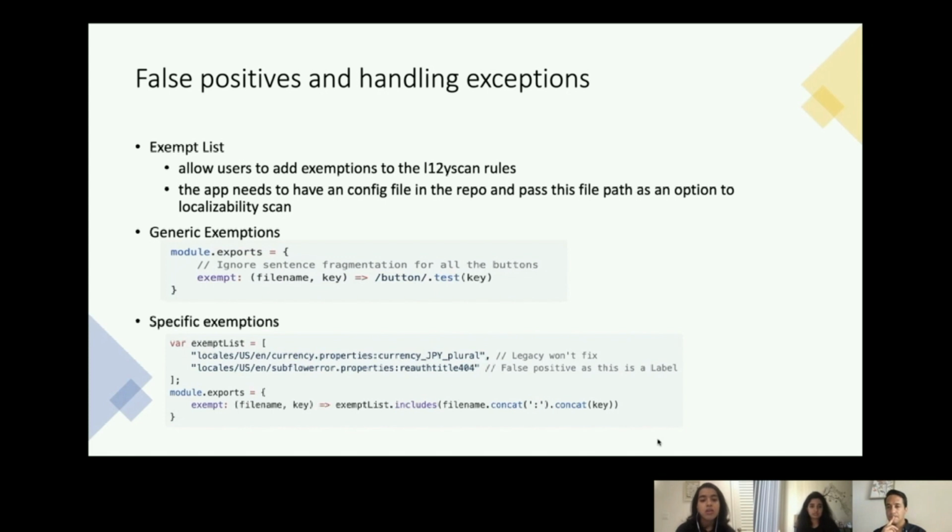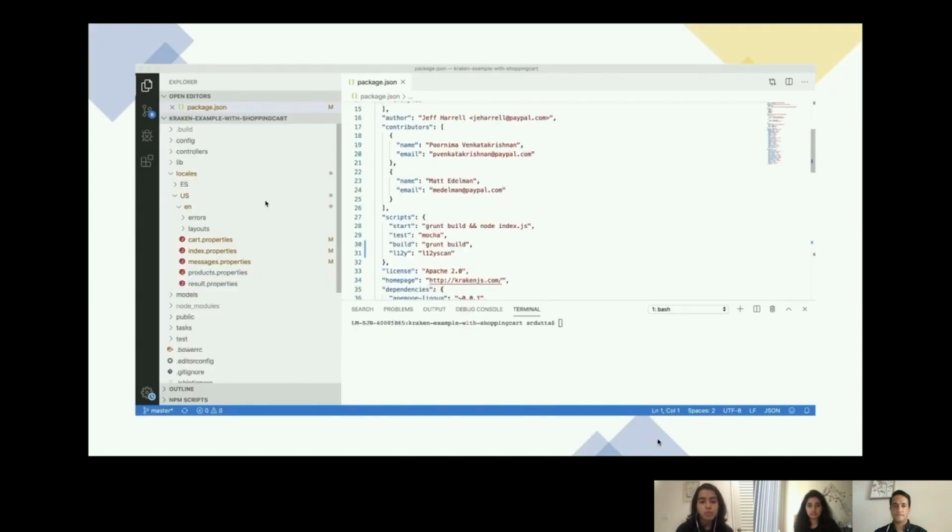In other scenarios, the exemptions can also be very specific to the key. In that case, we can pass the entire path of the content key, including the properties file that it is in. For example, here the first key is a legacy key, which we want to exempt, and the second one is a false positive, as it is a label, and we can similarly write the exempt function for these. With this, we move on to the next slide where we show a demo.